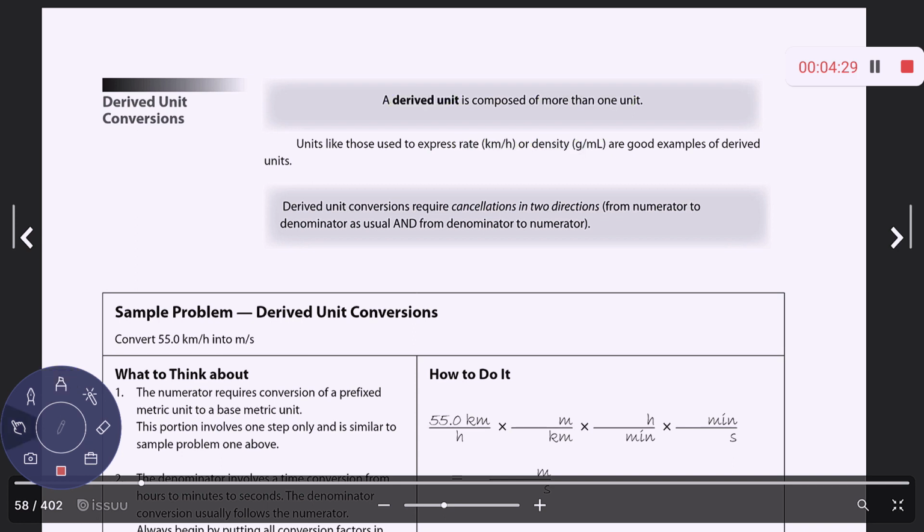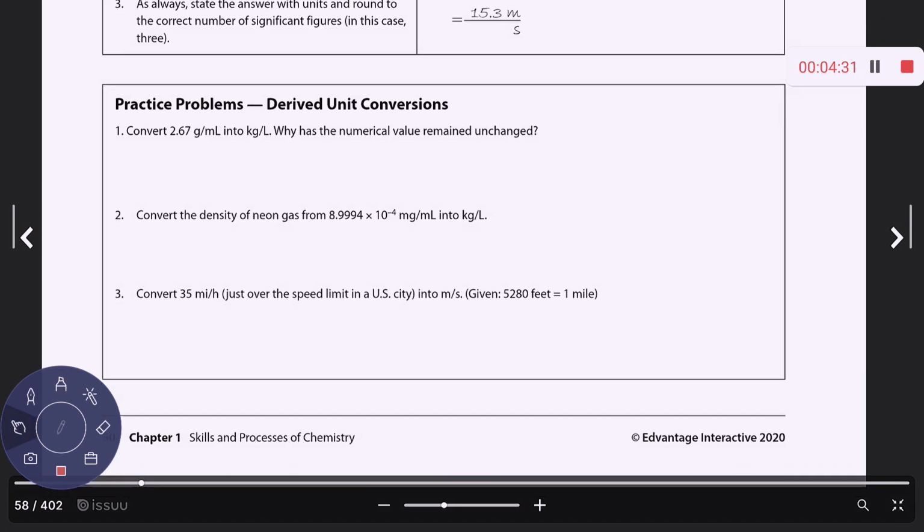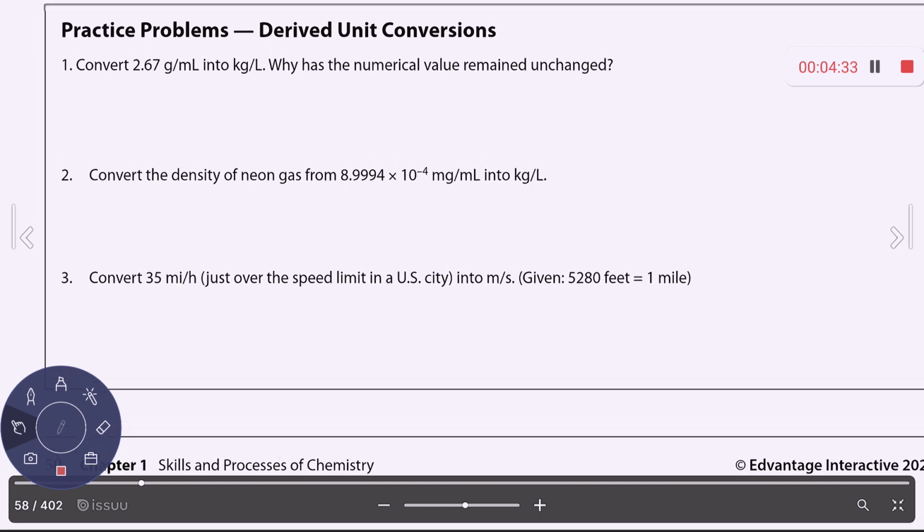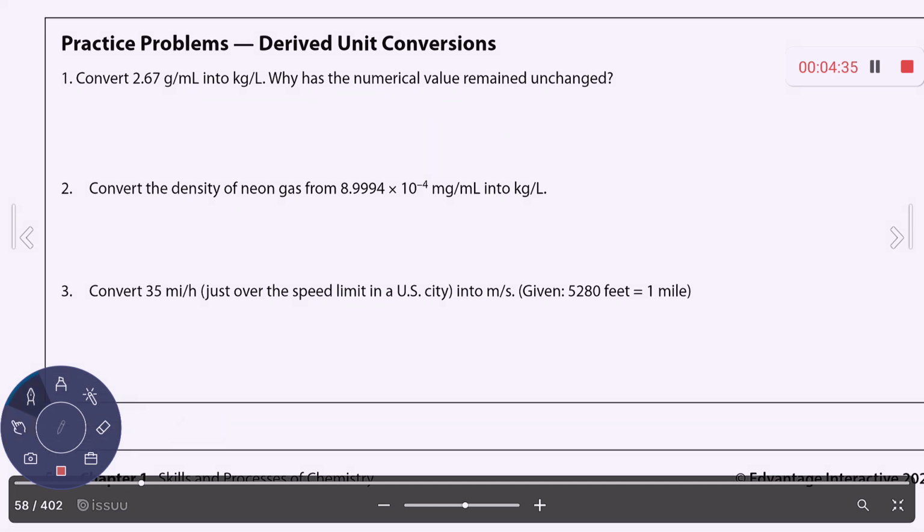So if we take a look down here in some of the sample problems, here we've got 2.67 grams per mil that we're going to convert into kilograms per liter. So when you set this up, it's going to be 2.67 grams over 1 milliliter. And then we're trying to convert to kilograms per liter. Well, can't we convert grams to kilograms in a one-step metric conversion? So that means I'm going to definitely have a fraction here.